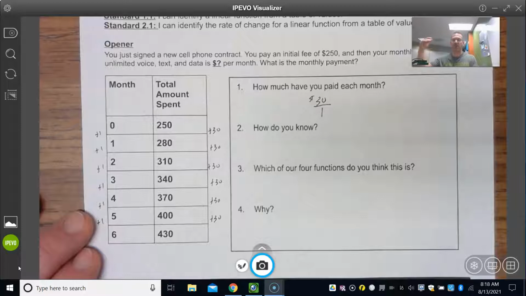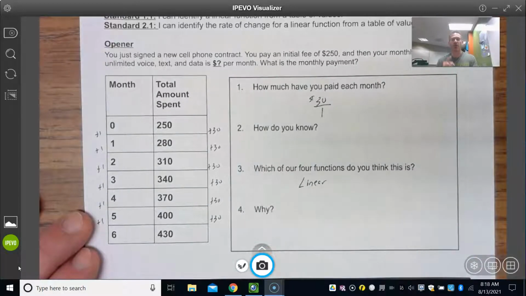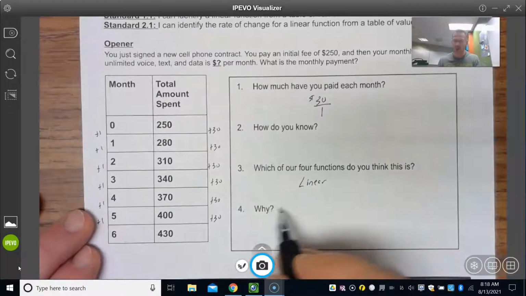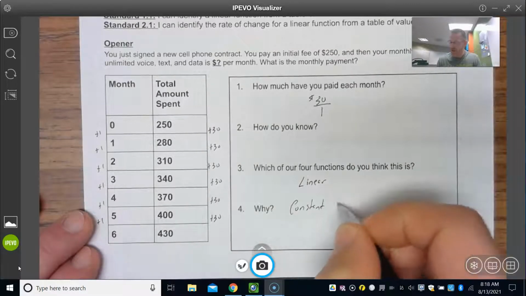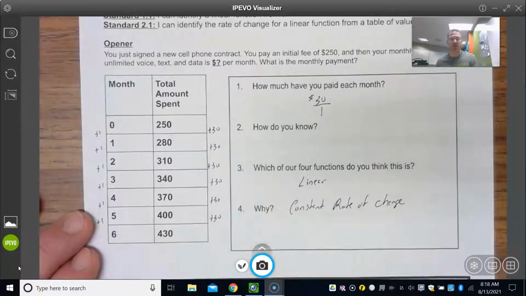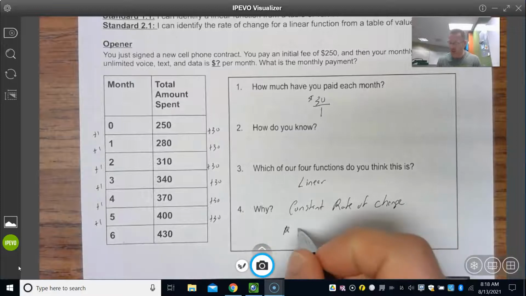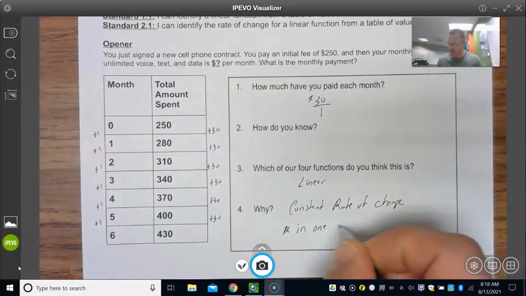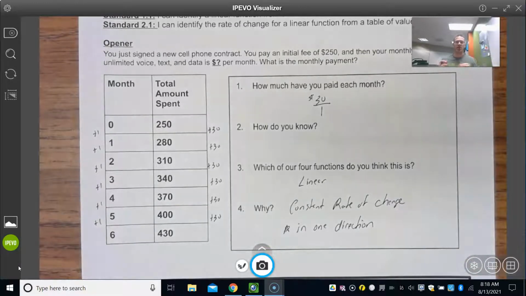So we have linear, absolute value, quadratic, and exponential. And hopefully what you said was this was linear. And hopefully the reason you said this was linear is that we have what we call a constant rate of change. That's how we know it's linear. And there's another thing I'm going to add here, and I'm going to put this here: in one direction. So it's a constant rate of change in one direction.